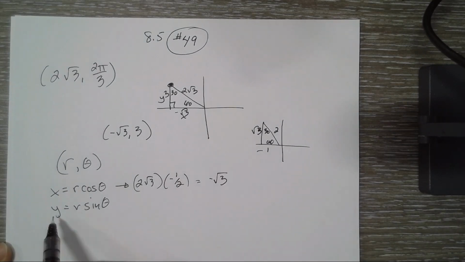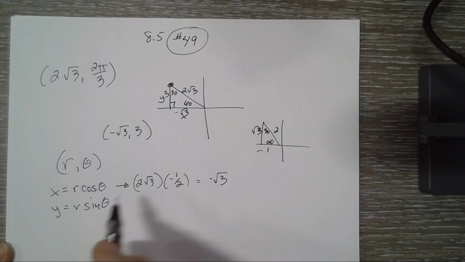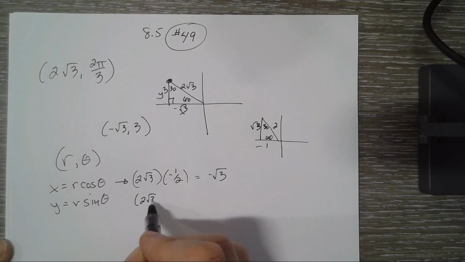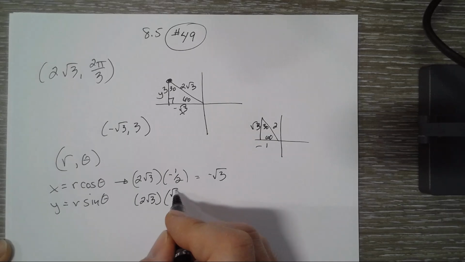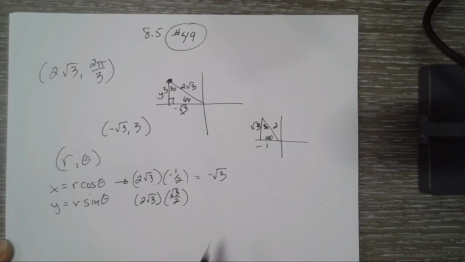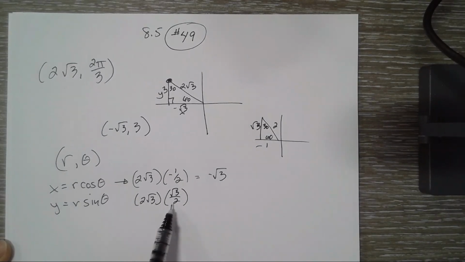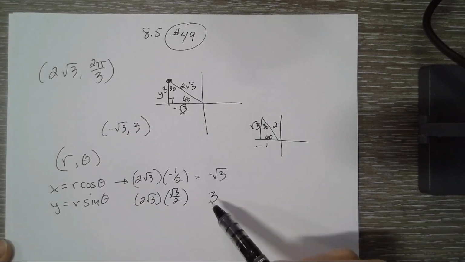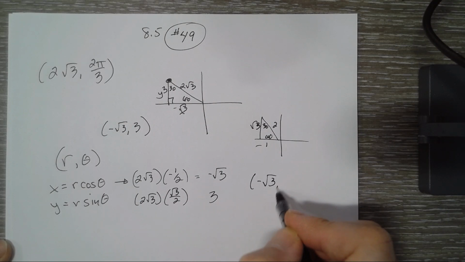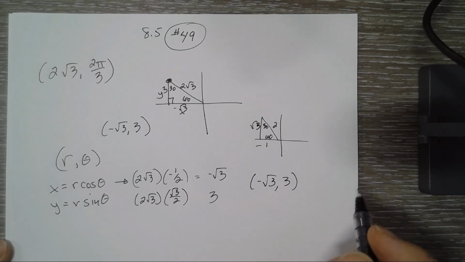And the y is always r sine theta, so my r is 2 square root of 3. My sine of the angle is square root of 3 over 2. 2 divided by 2 is 1. Square root of 3 times square root of 3 is 3. So there's my x, there's my y, negative square root of 3, comma 3. Two ways of doing the same problem.